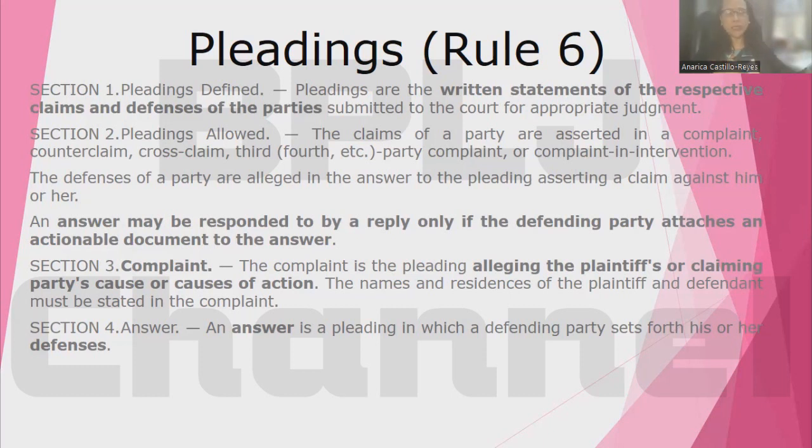Now, what is a complaint? A complaint is the very first pleading that you file in court. It is a pleading containing the allegations of the plaintiff's claims or causes of action, the names and residences of the plaintiff and the defendant. What is an answer? An answer is an initial responsive pleading. It is a pleading in which a defending party sets forth his defenses.